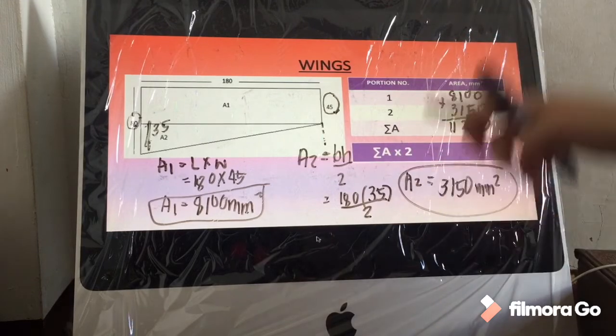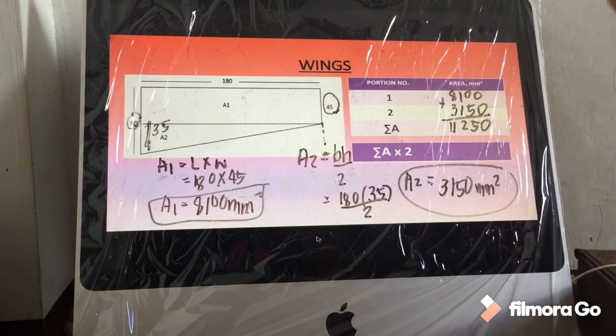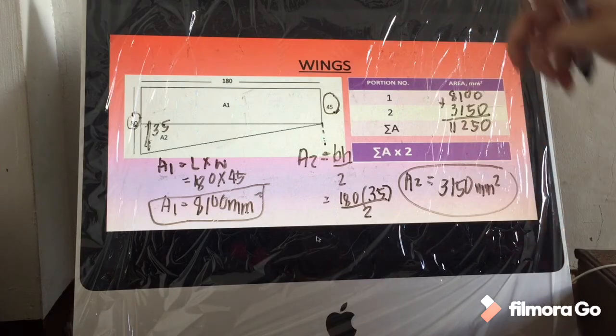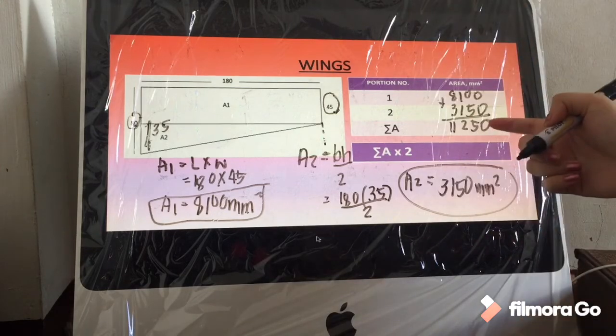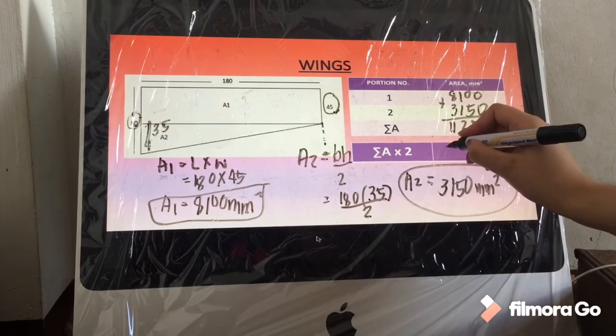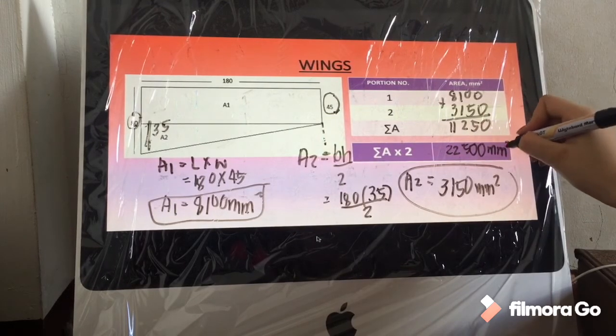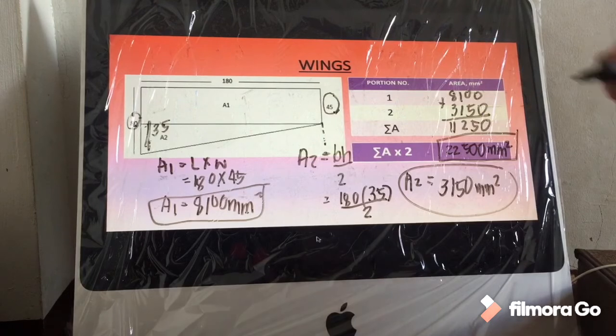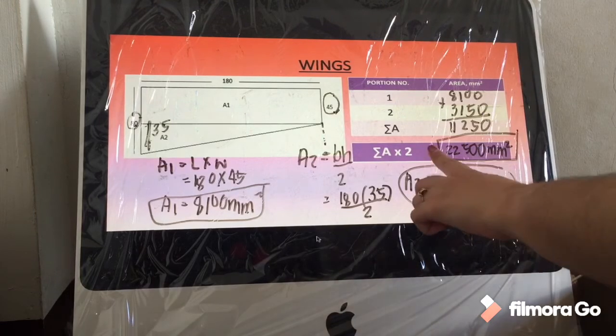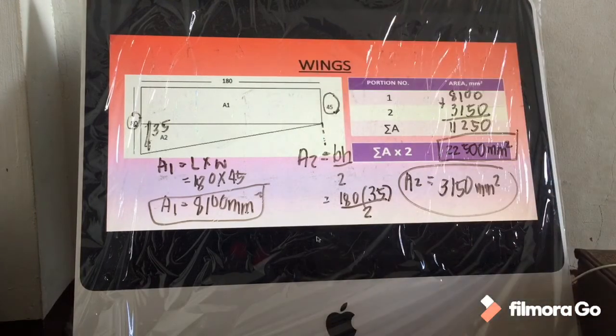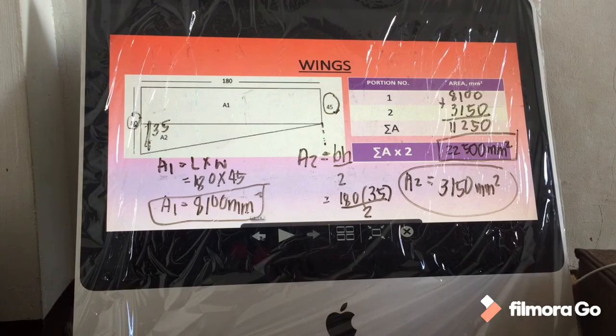Don't ever forget to multiply it by 2. Again, it can't be just one, because you only have one wing if this is your answer. So, multiply it by 2. This is 22,500 square millimeters. So, this is the area of our wings.